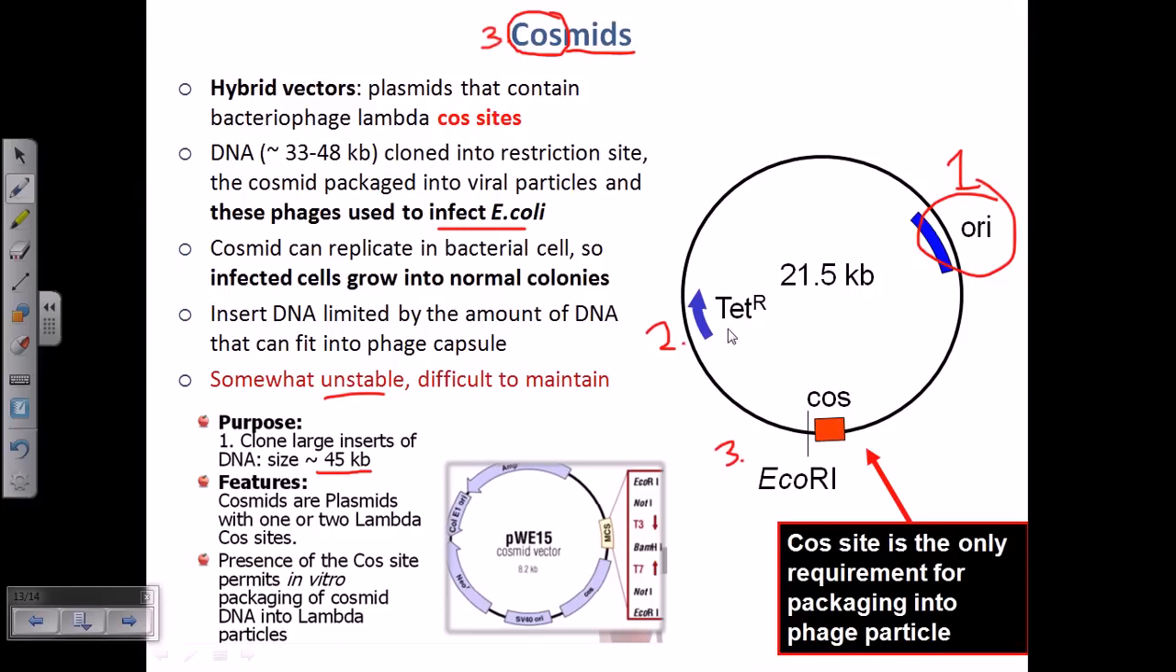The presence of cos sites permits in vitro packaging of cosmids into the bacteriophage, and we can infect this bacteriophage onto particular bacterial cells, right? So we get this cosmid structure. This is another cosmid structure, which has a multiple cloning site and all these things.